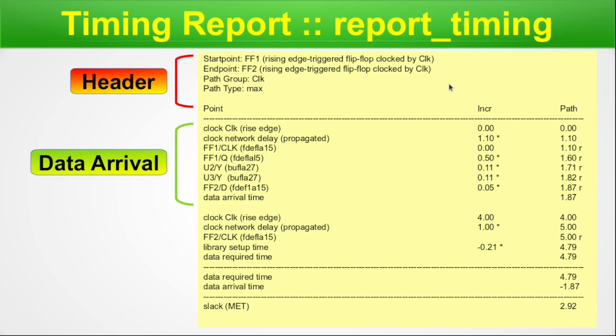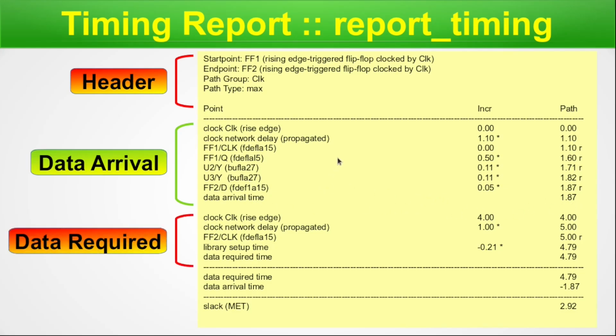Next, we have the data arrival. This entire section captures the data arrival, and here you can see the data arrival time. This is AT. We have discussed AT and RAT so many times. All these arrival times are summed up, and here the total AT is calculated. Then this section gives the data required time, that is RAT. Whenever we sum up all these things, we get the RAT value here.